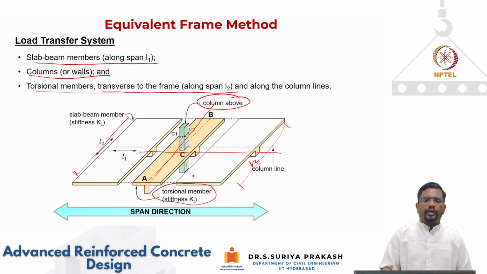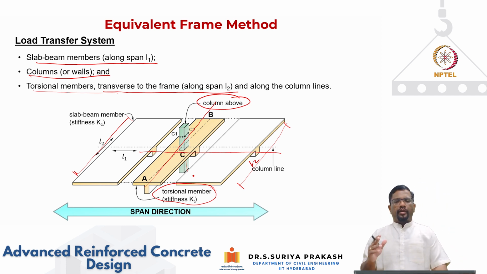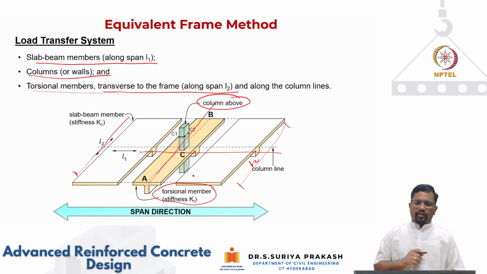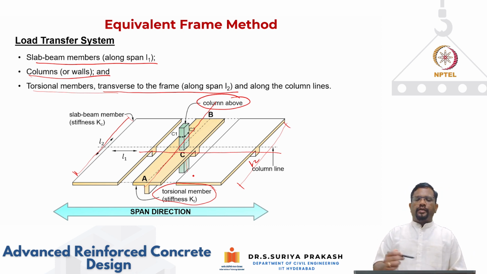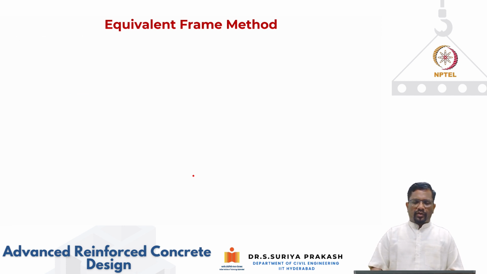Right. So these are the elements that are part of the load transfer system in an equivalent frame. You have a column above and below, and you have a slab beam element. Why we call it a slab beam element is, in a flat slab, you are not going to have a beam. When you have a beam supported slab, you'll have both slab and beam, which will be the main element that is going to transfer the load to the connecting elements. So that is why we call them slab beam elements. Okay? In a flat slab, the beam will not be there. Right? And the transverse members are going to contribute in torsion.